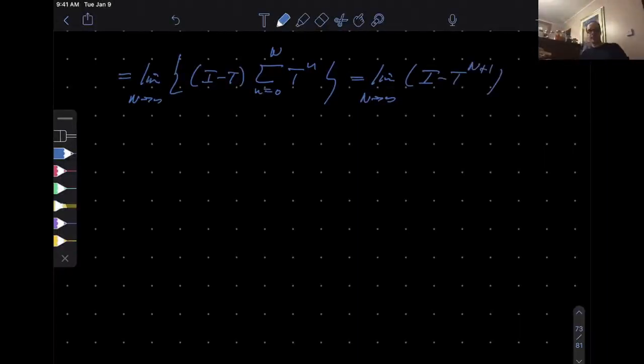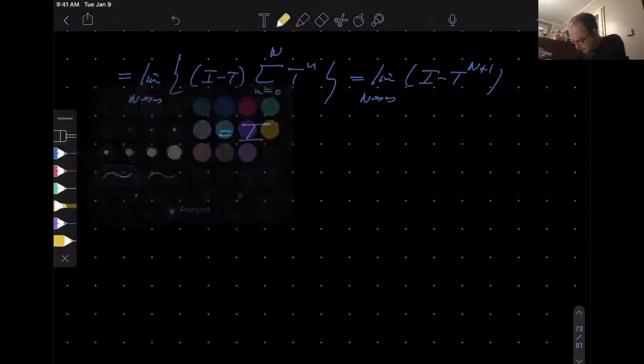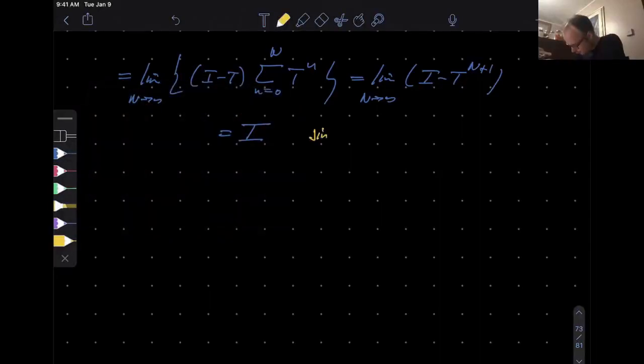And that's why I said in operator norm, because in operator norm T to the n plus 1 converges to 0, right? So if that converges to 0, then the first term is independent of capital N, so there just survives the identity, right? Since the limit as n goes to infinity of T to the n plus 1 is equal to 0.